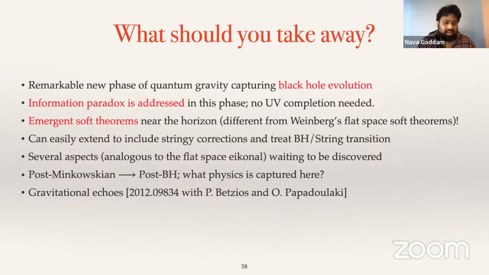And you can extend everything that I've said to include stringy corrections and treat the black hole string transition. There are several aspects that are analogous to flat space eikonal, which is very well studied, that are waiting to be discovered in this phase. There's also a very natural order G Newton expansion away from the leading eikonal in the 2 to 2 amplitudes. In flat space that goes under the name of the post-Minkowskian expansion, and one can ask what physics is captured in what seems to be a natural post-black hole approximation.